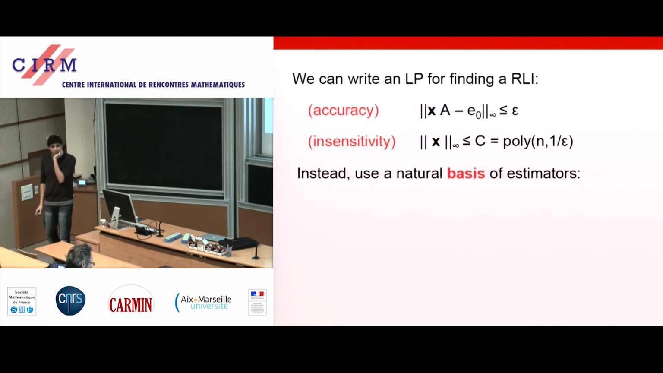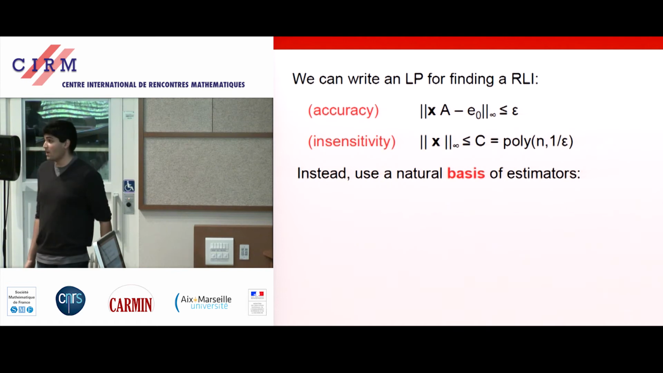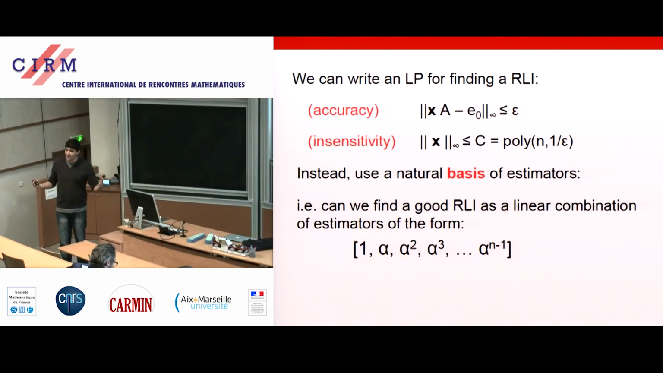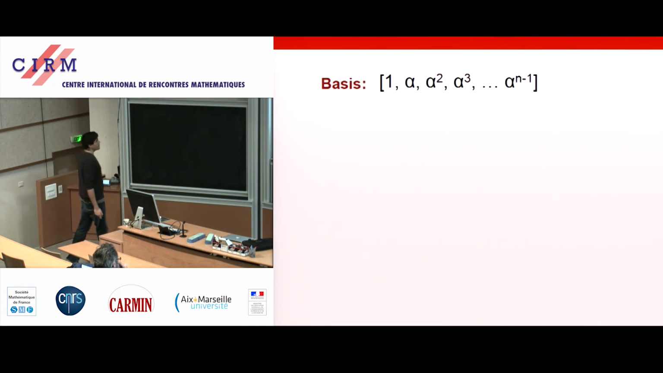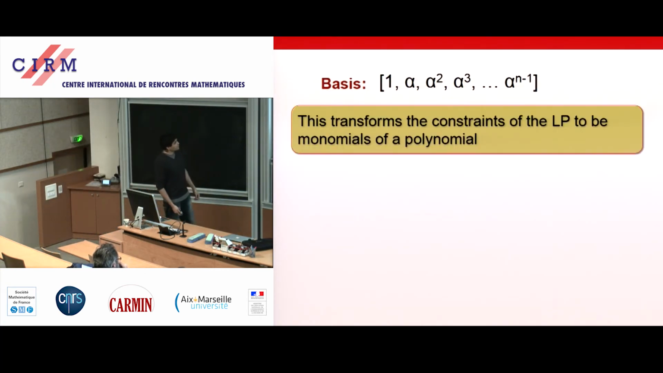So the idea is actually a kind of hack: instead of working with the x's directly, you can design a basis of estimators. One natural x that does not work is to take a value alpha and look at 1, alpha, alpha squared, and so on. That's called the moment curve. It does not work as an estimator. But if you take many of these moment curves, you can express any x as a linear combination of them. If you write this question in this basis, it actually makes the LP easier to interpret. This basis is good for population recovery because it turns it into a problem about polynomials.